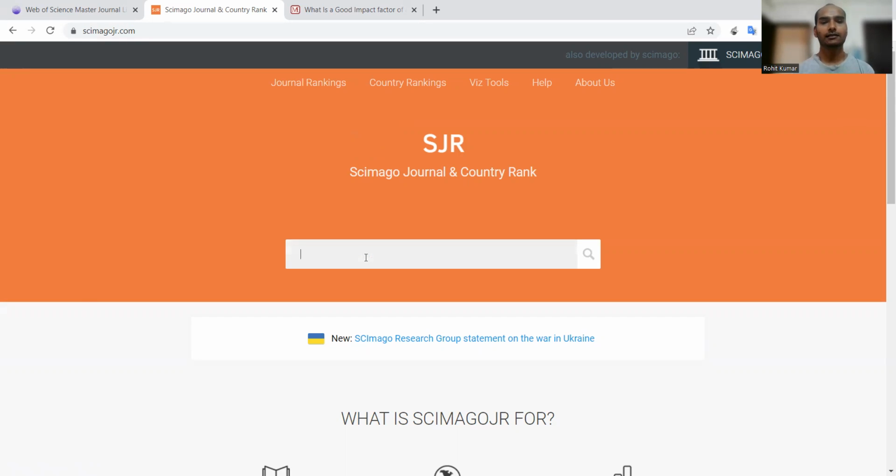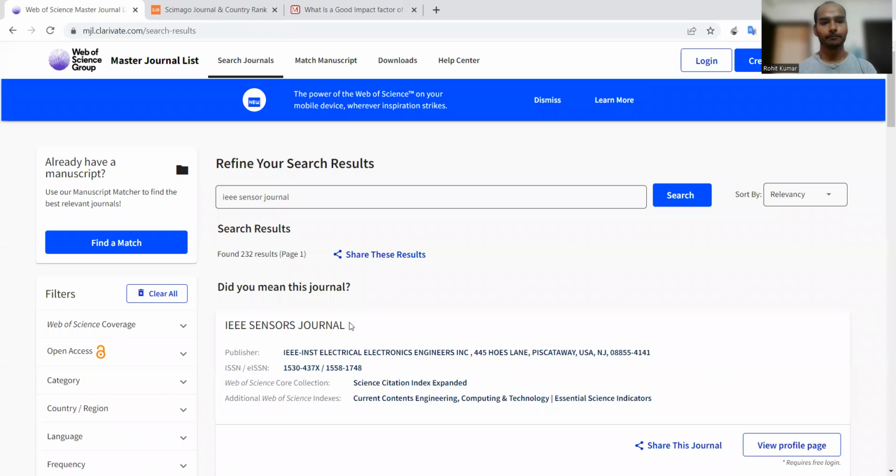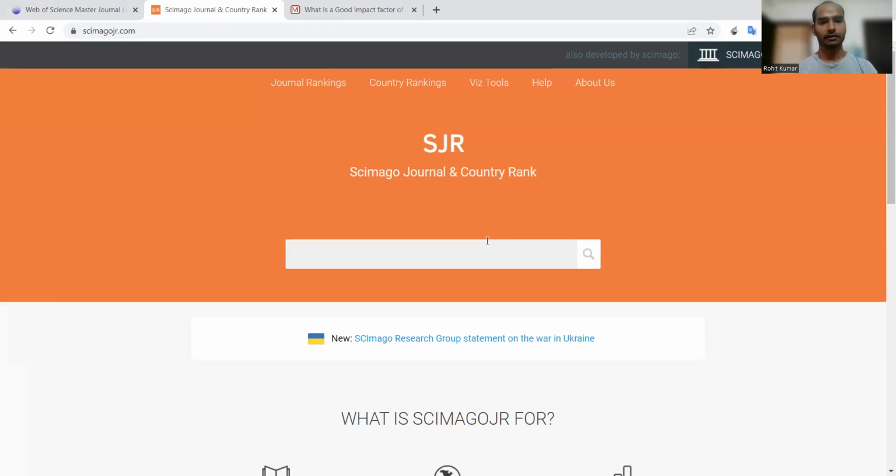Q ranking tells you in what quartile of good publishers your journal lies, and that's why here you need to put the journal name. So again, I put the IEEE Sensors Journal for example. I just copy it and then paste it, and here you'll get the results.